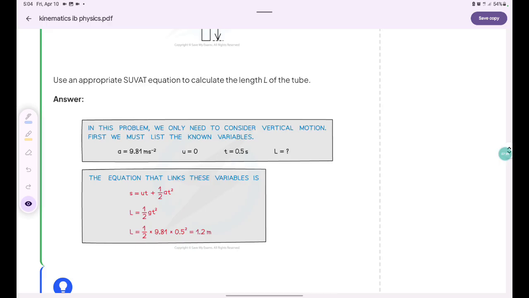Step number 2, the equation that links those variables. The equation that links these variables is equation 2 of motion. S equals ut plus half at squared. So L equals half gt squared. L equals half times 9.8 times 0.5 squared. So L equals 1.2 meters.